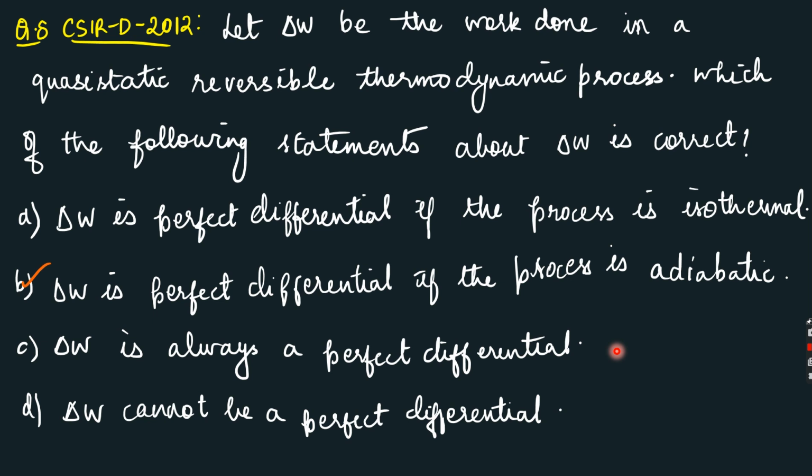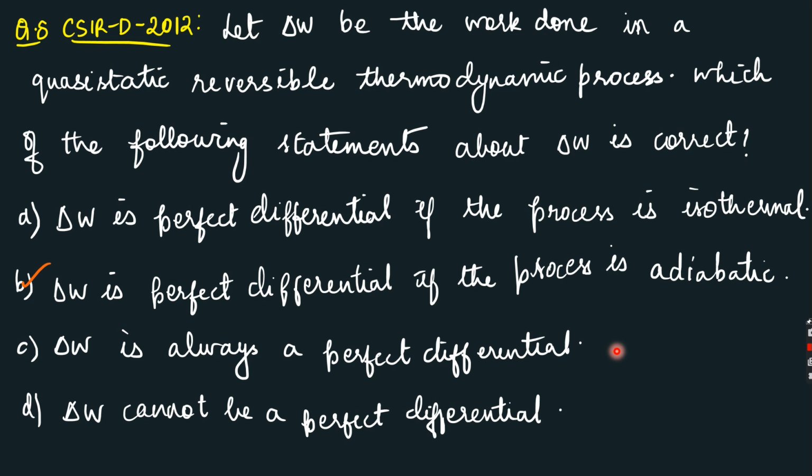So, here, del W is the work done. Change in work done is given as del W in a quasi-static reversible thermodynamic process. So, quasi-static basically means a very slow process. Okay, a very slow process which is coming towards an equilibrium position. Okay. Which of the following statements about del W is correct? So, how to find which of the following is correct?